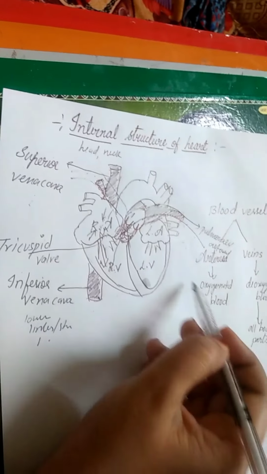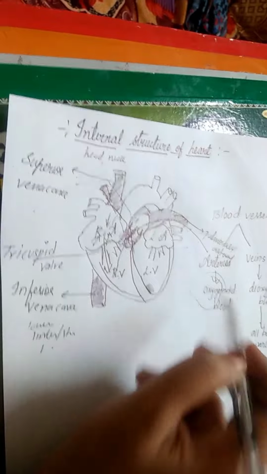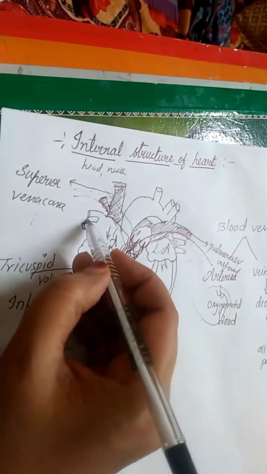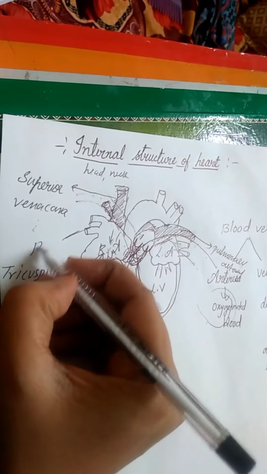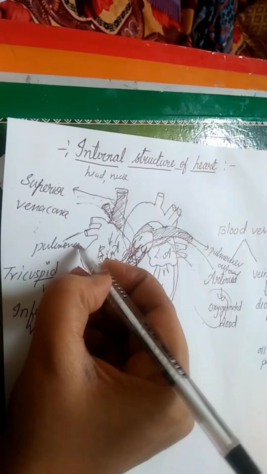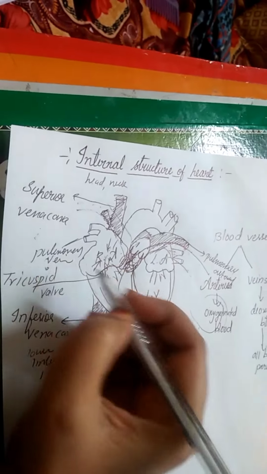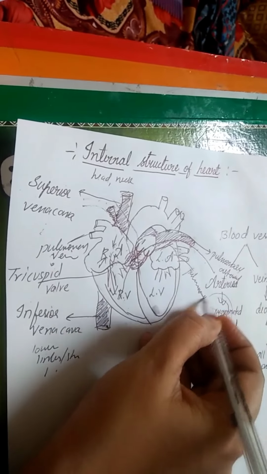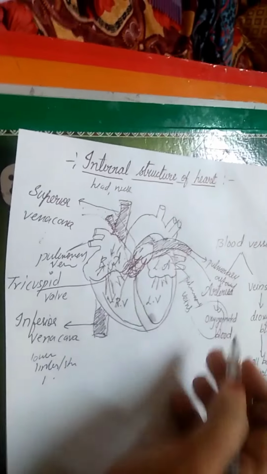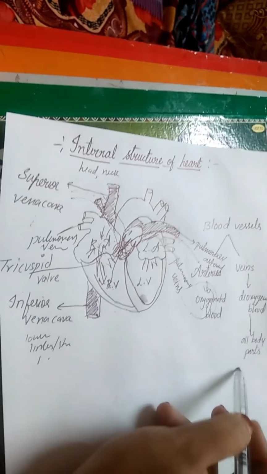Except pulmonary artery, all the arteries carry oxygenated blood. And except pulmonary vein, ये जो दिख रहा ना यहाँ पे, ये लंग से फिर वापस आ रहा. These are pulmonary vein. Pulmonary vein is the only vein that carries oxygenated blood. Yeah, very good. Pulmonary vein carries oxygenated blood, whereas all other veins carry deoxygenated blood.